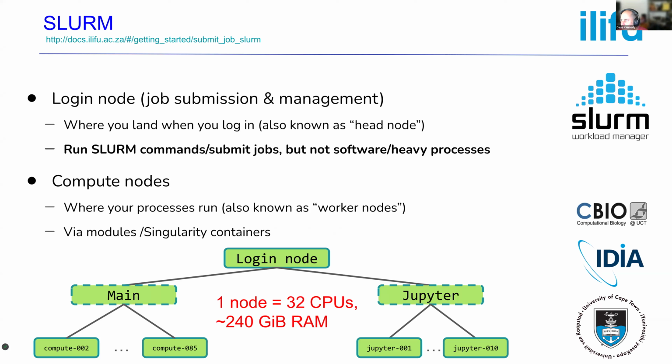In this case, the individual parts consist of a login node, and this is the main interface you'll usually be using on the cluster, that or maybe Jupyter. And then we've got the compute nodes. The compute nodes are grouped together in what we call partitions. Today I'll be using the main partition, which is where most of our resources are. Most of these nodes have around 32 CPUs or cores and around 240 gigabytes of RAM available to use.